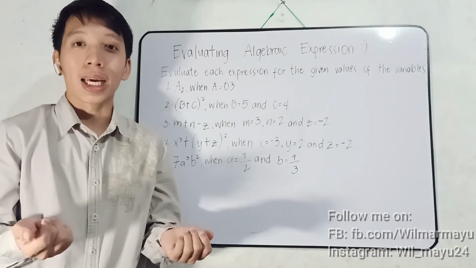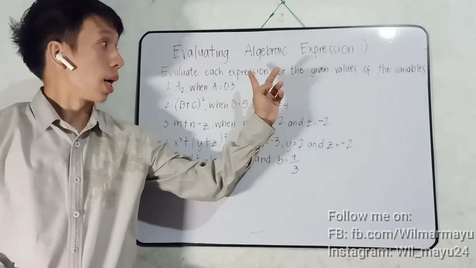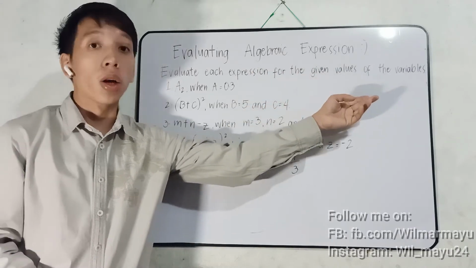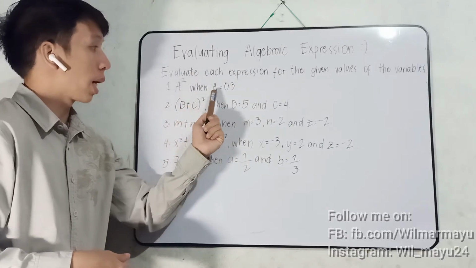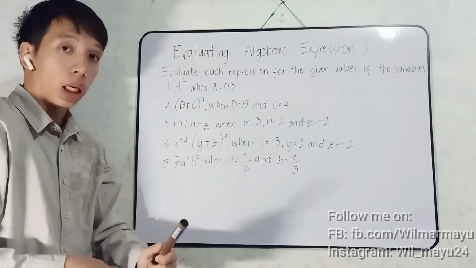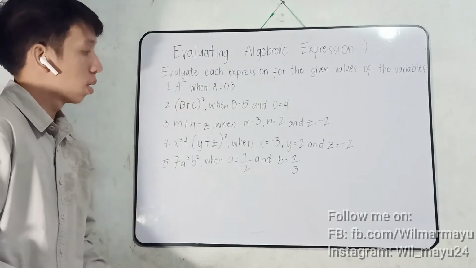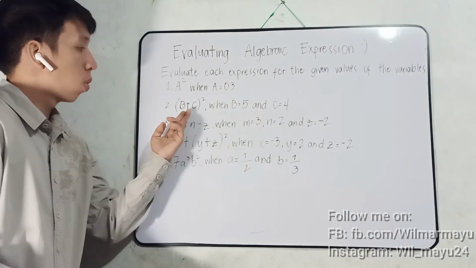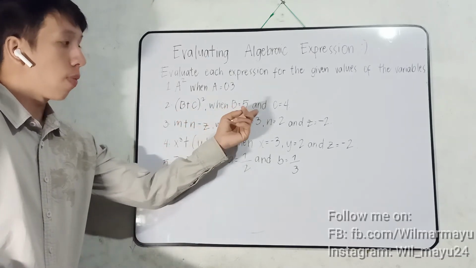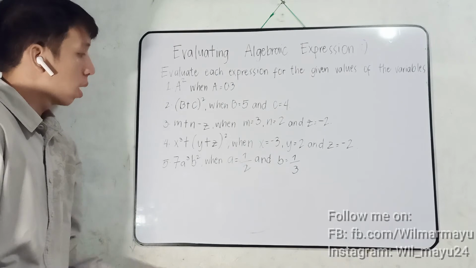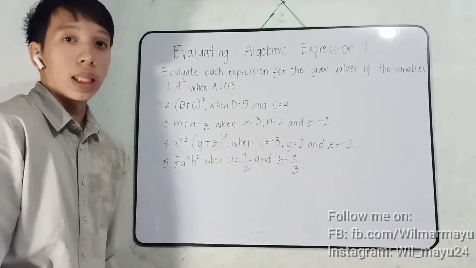Ito na yung gagawin natin. Okay? So, on this one guys, we evaluate these algebraic expressions for the given values of the variables. Meron tayo a raised to 2 when a is equal to 0.3. Then b plus c squared, or the square of b plus c, when b is 5 and c is 4. Then m plus n minus z when m is 3, n is 2, and z is -2.